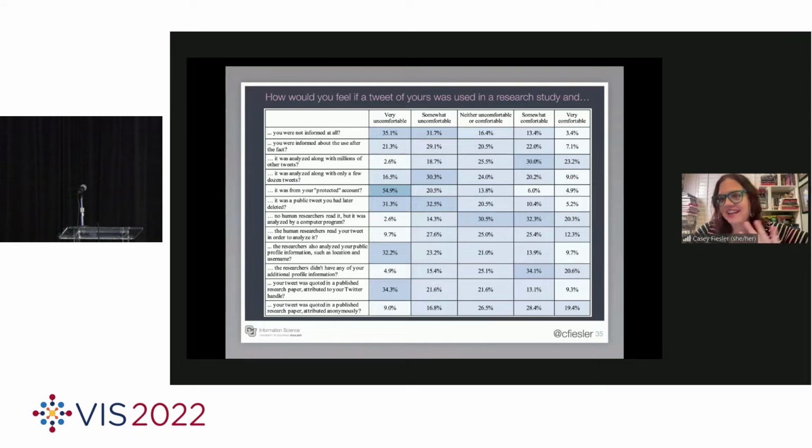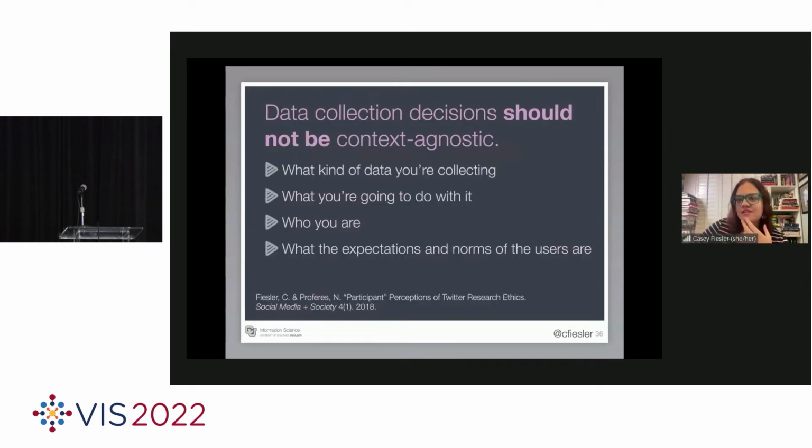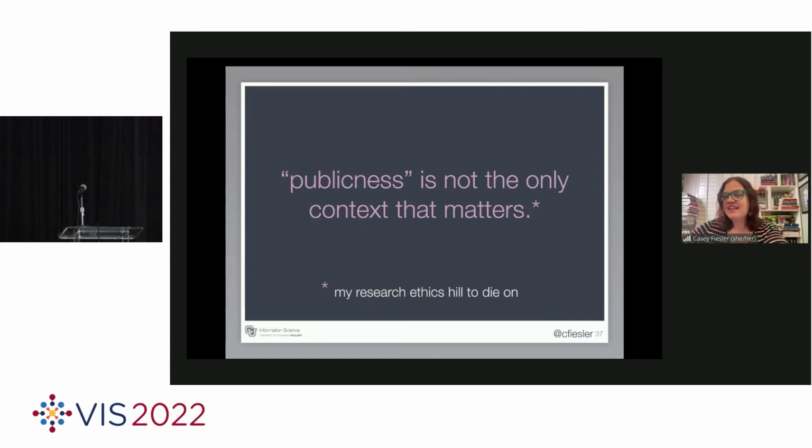I don't expect you to get meaning out of this table, but the point is that there are contextual factors that matter, right? People's level of comfort is affected by things like how the data is analyzed, how much data there is, what part of your Twitter it is, and whether it's quoted in the paper. Because these things matter. What's the data? What are you going to do with it? Who are you? What are people's expectations? All of these things are more than whether the data is public. I guess the way I would put it is that publicness is a floor, not a ceiling, right?